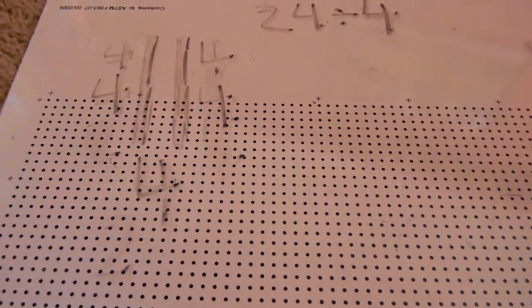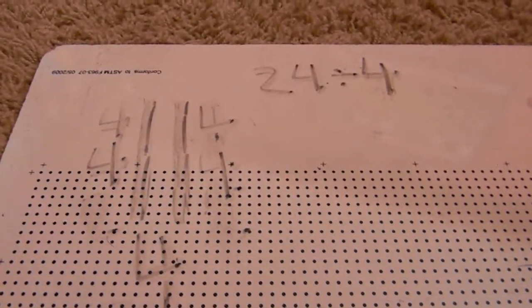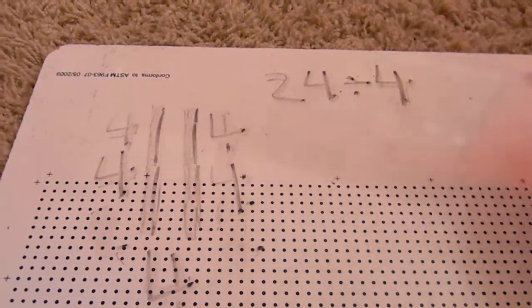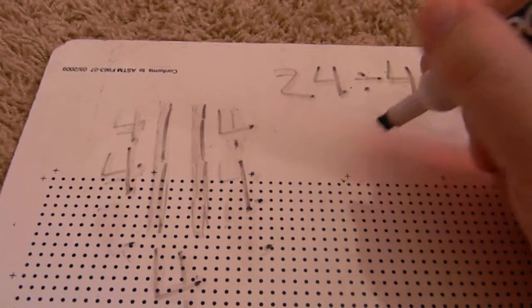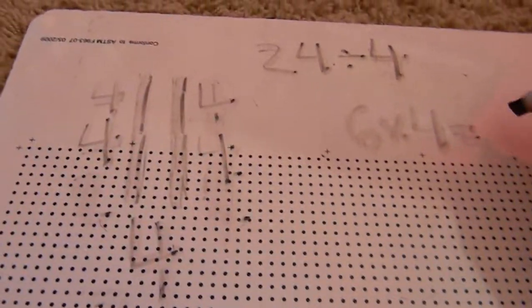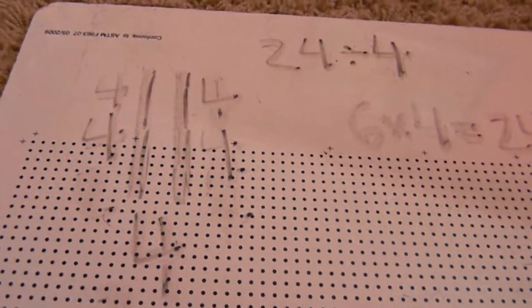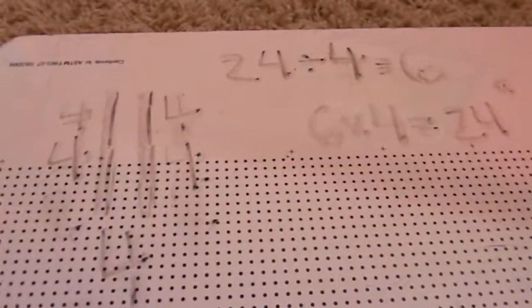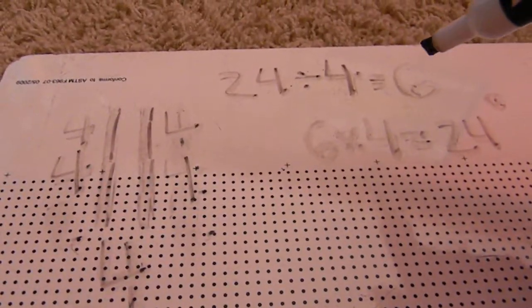And again, I can check this several ways. One, again, I can use that inverse operation to check. So I can take it and say, well, I came up with 6 4s. So what's 6 times 4? It's 24. Okay, so I know that this is 6 because I went through and I checked it.